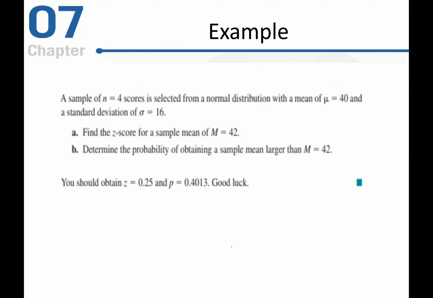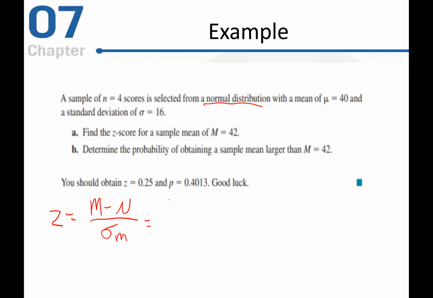So let's try an example of this, right? A sample of 4 scores is selected from a normal distribution with a mean of 40 and a standard deviation of 16. Find the z-score for a sample mean of 42. All right, so that's the first part. Let's just deal with that first. To find the z-score, it's going to be the sample mean minus the population mean over the standard error of the mean.